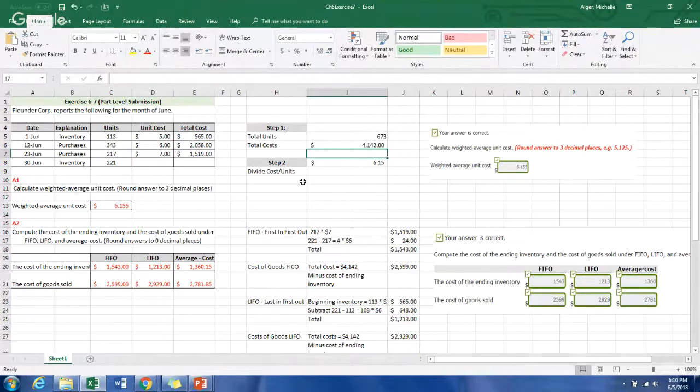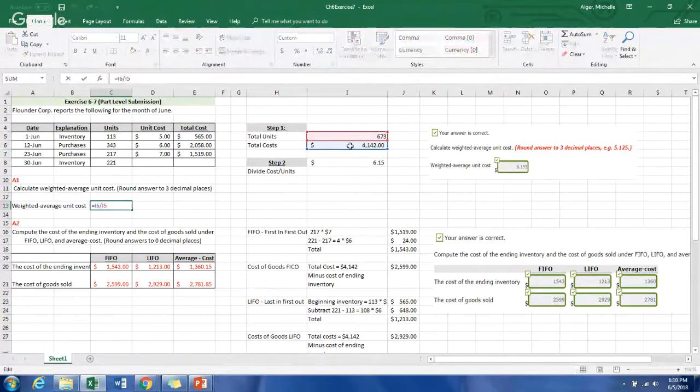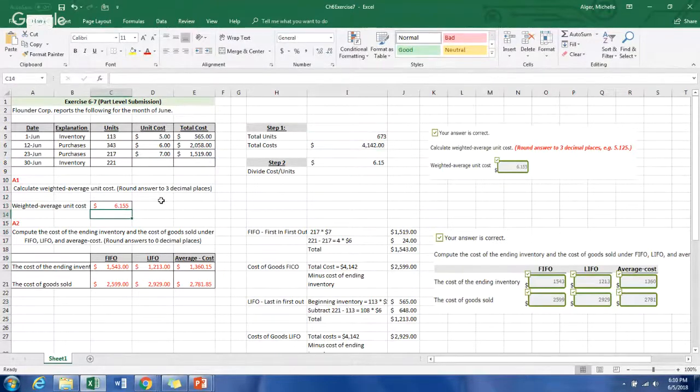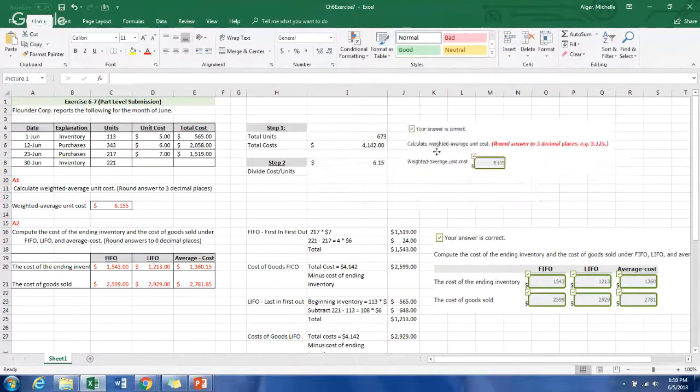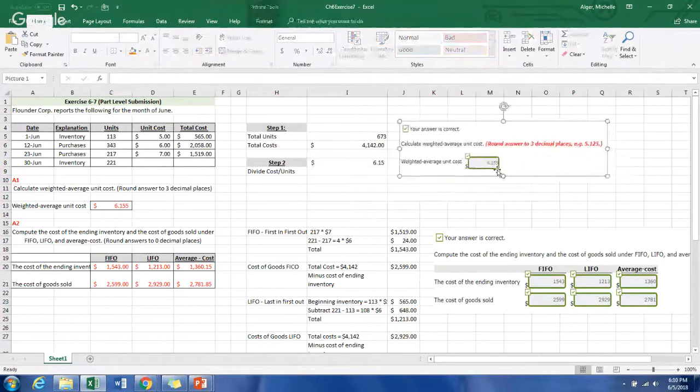$4,142. And in order to get your weighted average unit cost, you take your total cost and you divide it by 673. So you come up with 6.155, and it does ask you to round to 3 decimal places, so that's why I included the 55. And I did match the answer with Wiley Plus, and it did confirm to be correct.